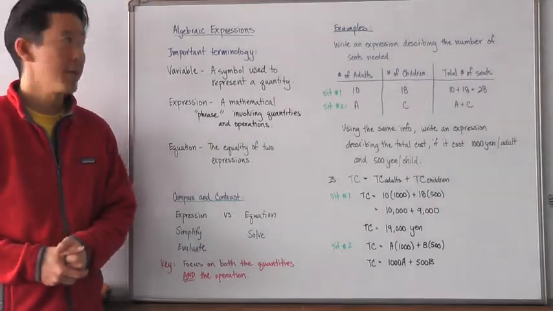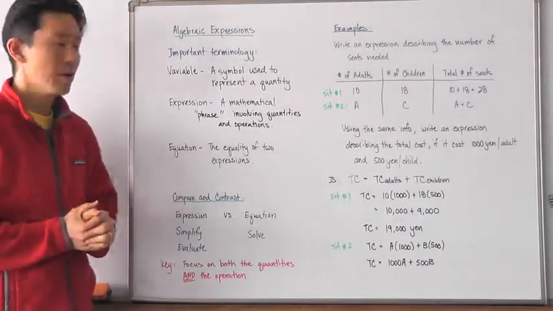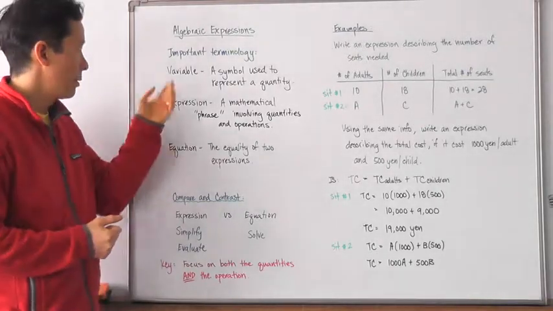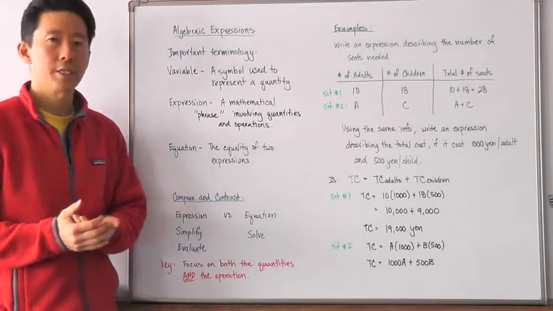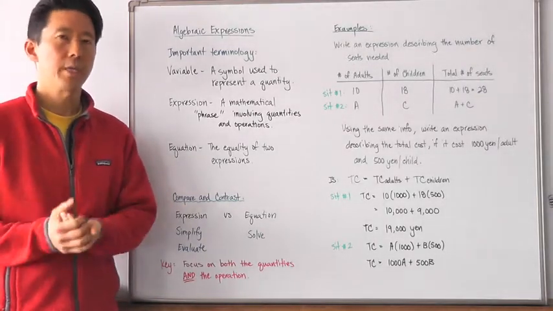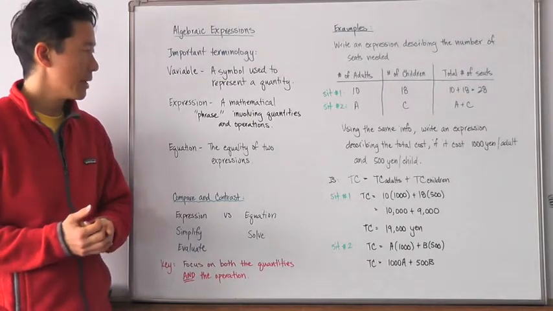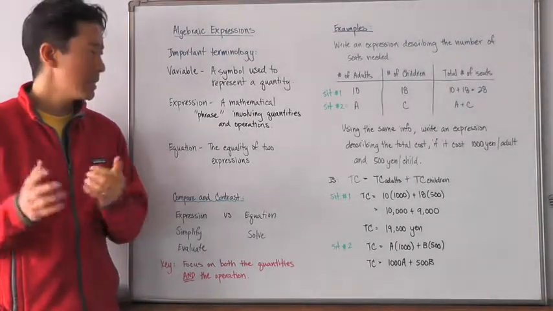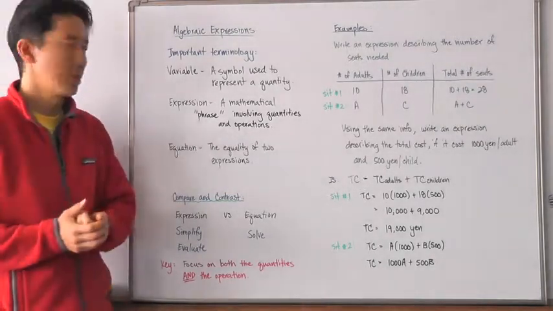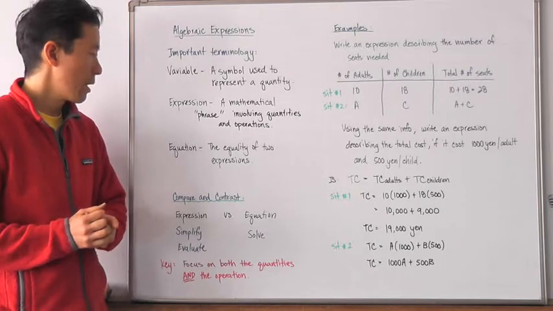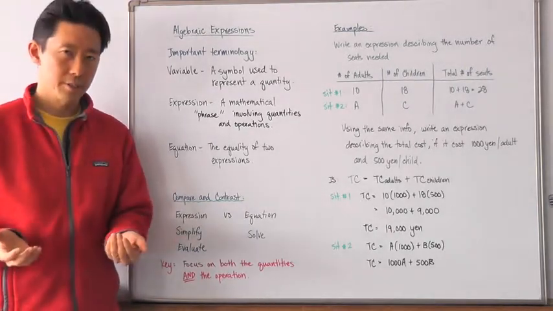Hello everyone, let's go ahead and take a look at algebraic expressions. Now let's start off with some very important terminology. One, we have a variable. Now a variable is a symbol used to represent a quantity. And generally speaking, we're talking about numerical quantities. Now an expression, on the other hand, is a mathematical phrase involving quantities and operations. And we'll take a look at some of those phrases a bit later. An equation, on the other hand, is the equality of two expressions.